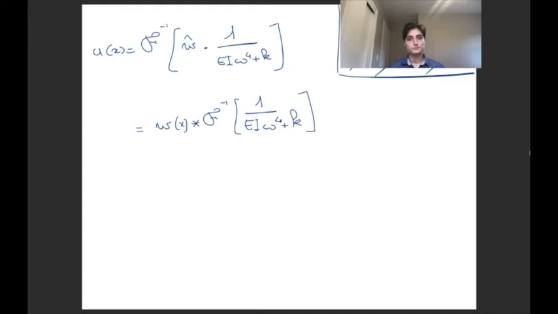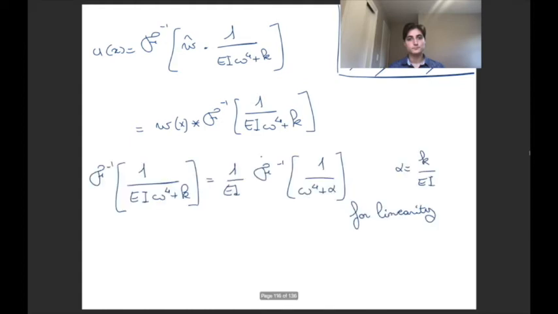So w hat times something, inverse Fourier transform, is w convoluted with F^-1 of the fraction that we have. So we're stuck with computing the inverse Fourier transform of 1 over a constant times omega to the fourth plus another constant. By linearity, we can take one of the constants out. We now have F^-1 of 1 over omega^4 plus alpha.